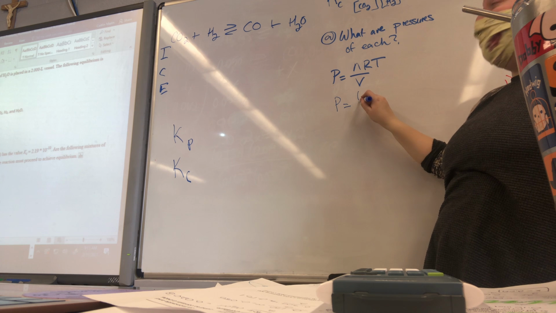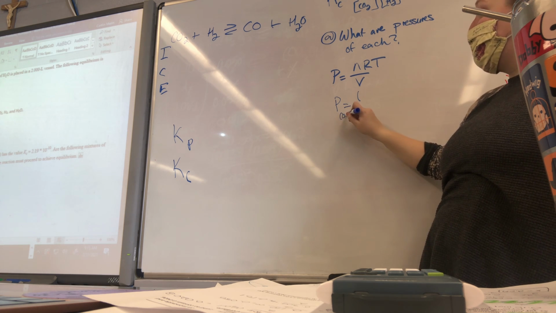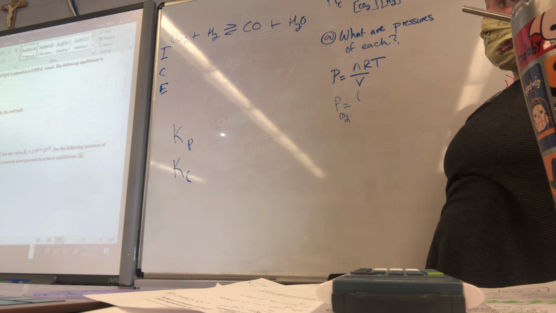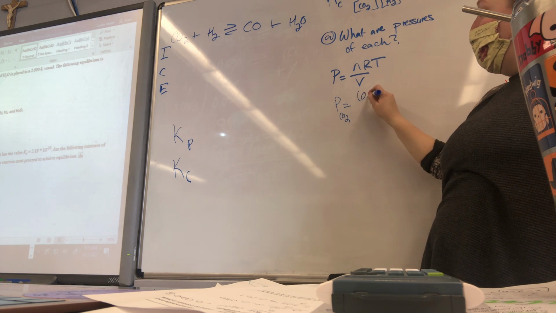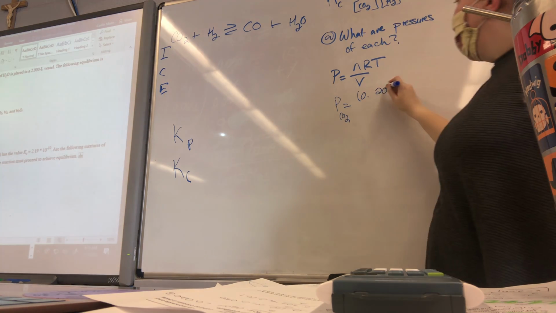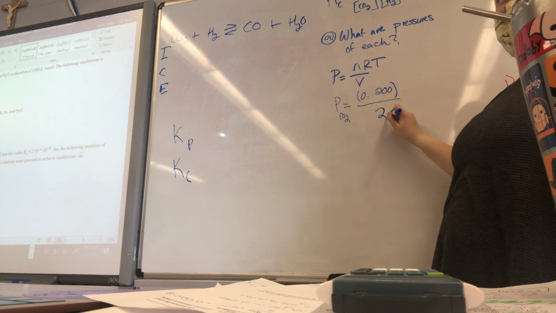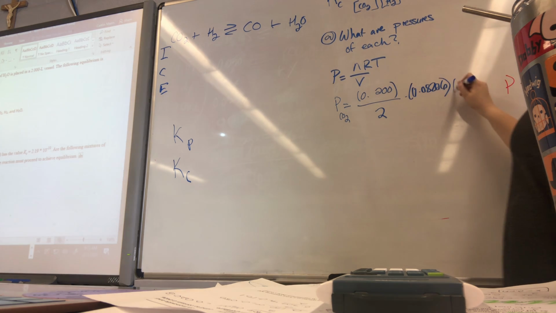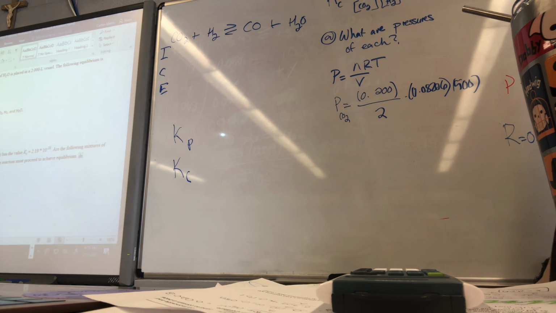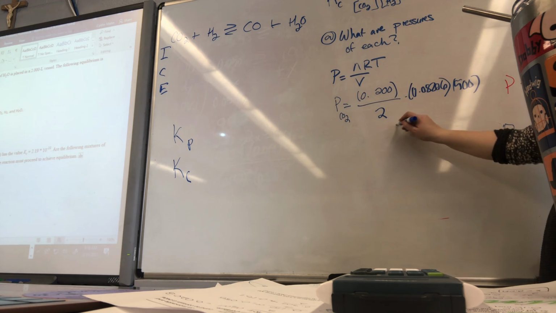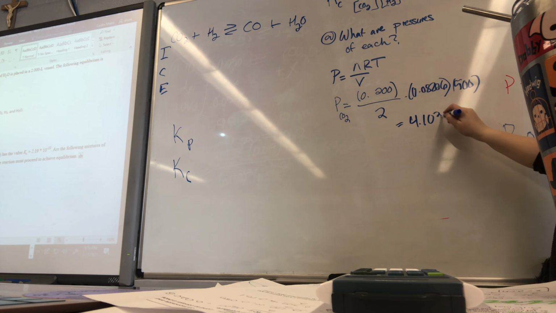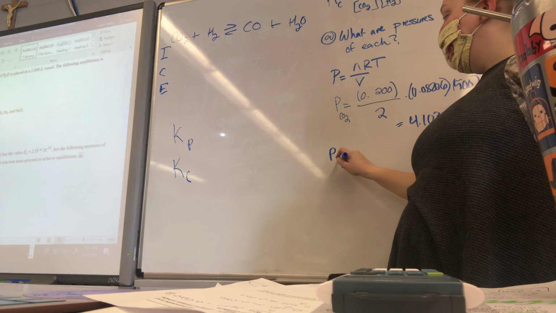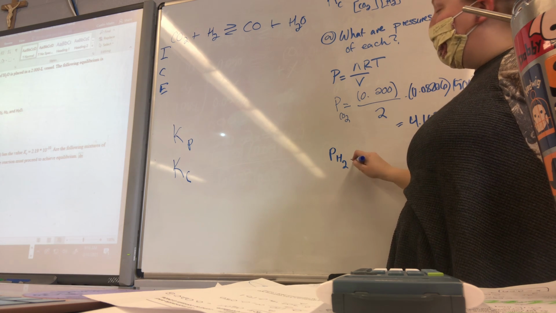So n is going to be what value? Let's do CO2 first. How many moles of CO2 are there? 0.2. We're going to divide that by the 2 liters, then multiply by the 0.08206 and the temperature, which is 500. Does that make sense? Yeah. I have the answer. What is it? 4.103 atm. Okay, keep going. Get the next pressure, the pressure of H2.